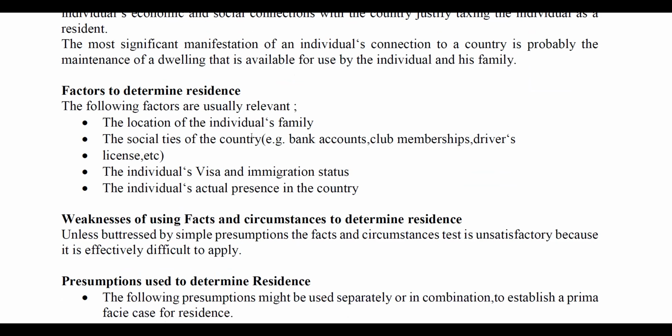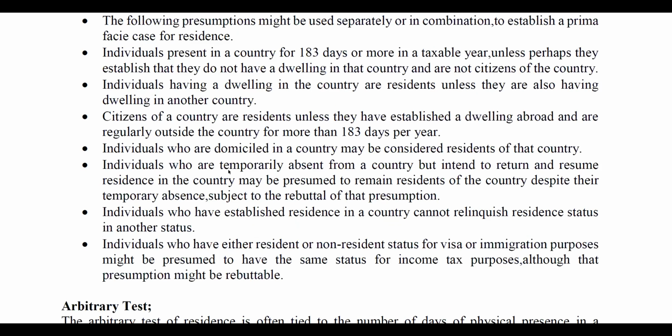But then the thing is that this facts and circumstances test has a weakness. Unless it is buttressed by simple presumptions, the facts and circumstances test is unsatisfactory because it is effectively difficult to apply, because how can we check all these things for the individuals? Some individuals, you will not even see them to be able to determine the location of their ties and all that, right? So it makes it difficult to apply this test.